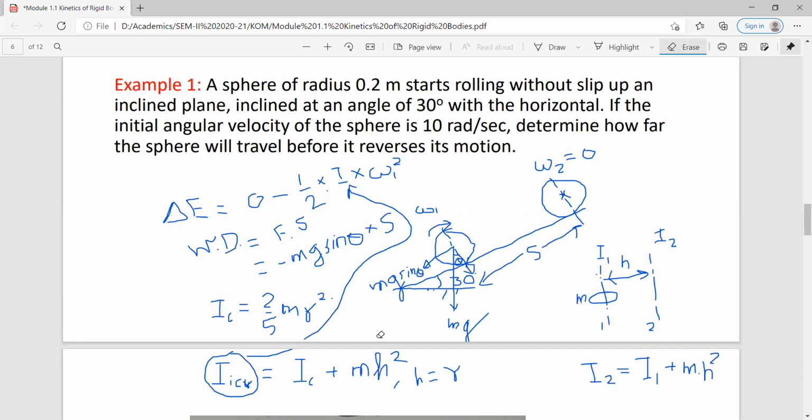Okay, you have to equate these two. Delta E is equal to work done. So this minus and this minus will cancel here.